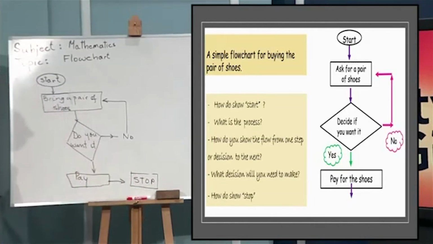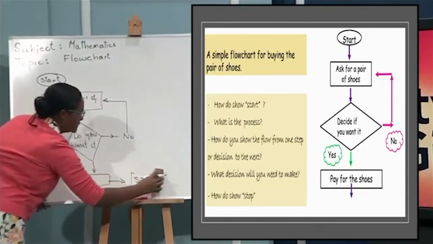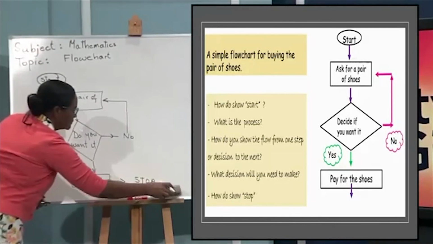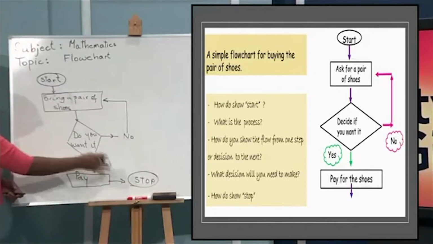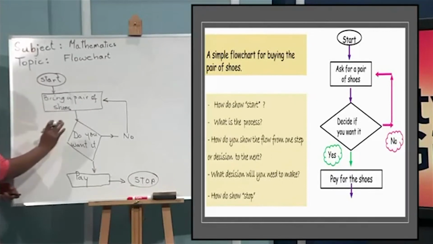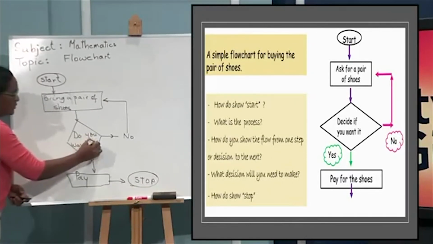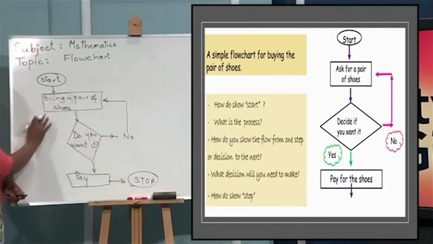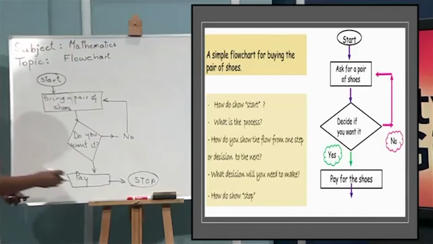Okay? So notice the shapes. Sorry, the stop shape should be different. The start and stop. The process. Ask for the shoes. Decision. Do you want it? If you don't want that one, then you get another pair, and then you pay for the shoe. Okay? All right?